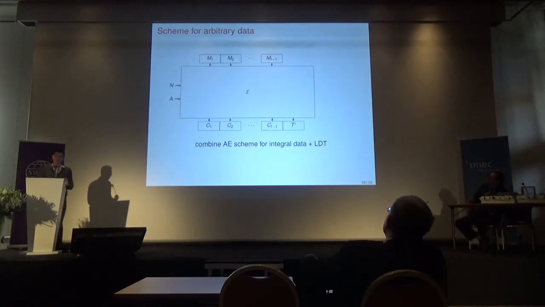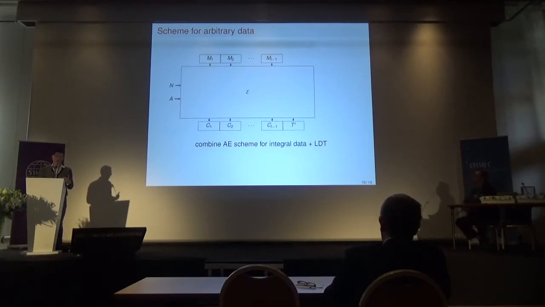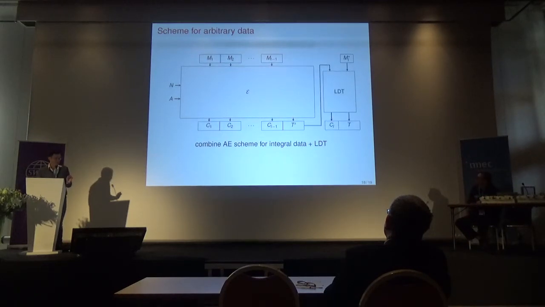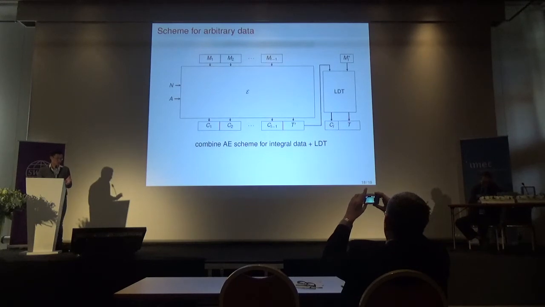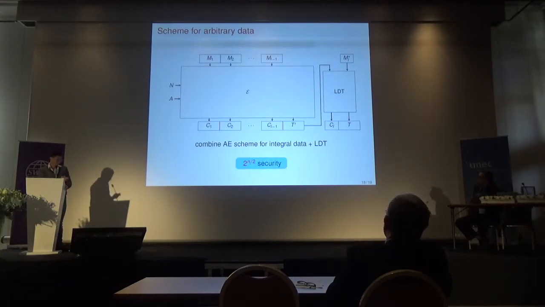So, as I already mentioned, we will also build a scheme for arbitrary data based on our construction, and an authenticated encryption scheme for integral data. So, with this scheme for integral message data, we use the tag output as the first n bits of the input of our construction to output the ciphertext of the incomplete block and the tag, and we can prove that it has birthday-bound security.